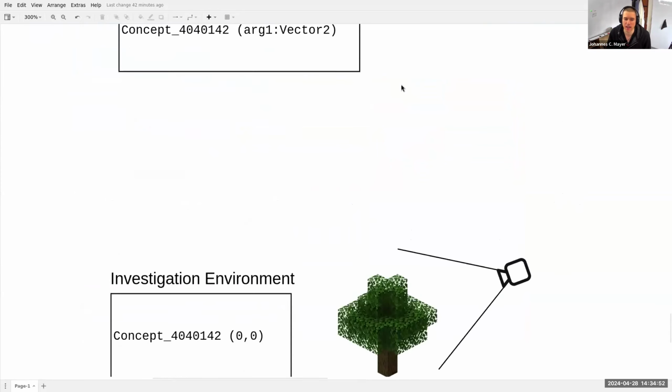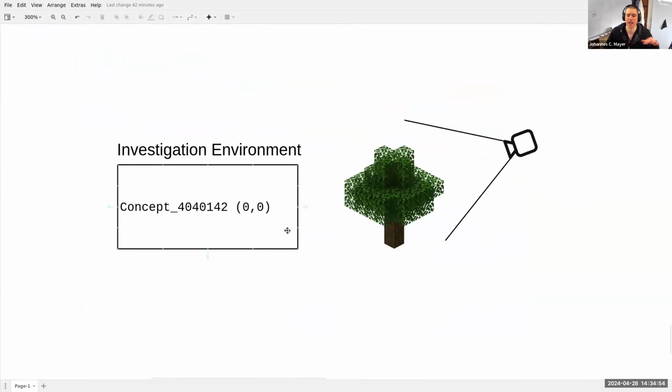But what we can do in this architecture is take an empty environment where there's nothing there, and then we place this concept there, and also place a camera there, and then we observe it.